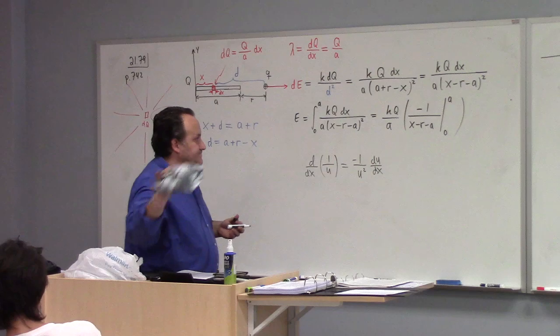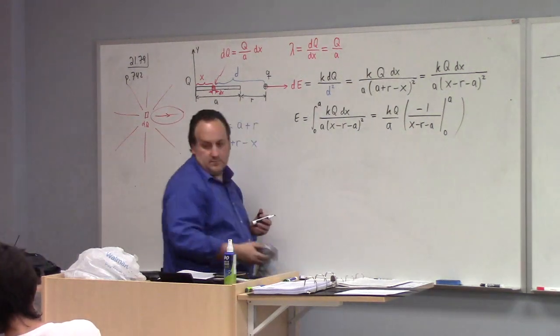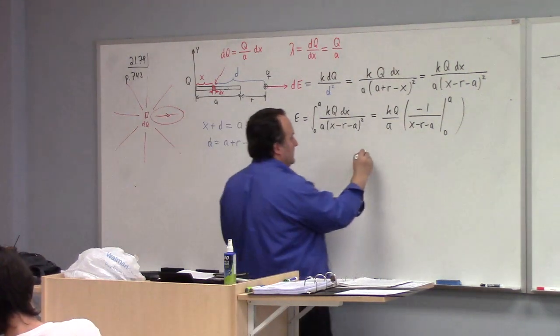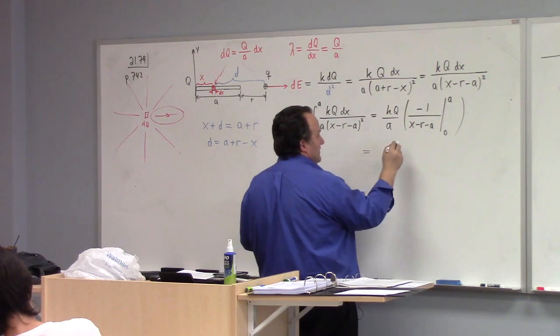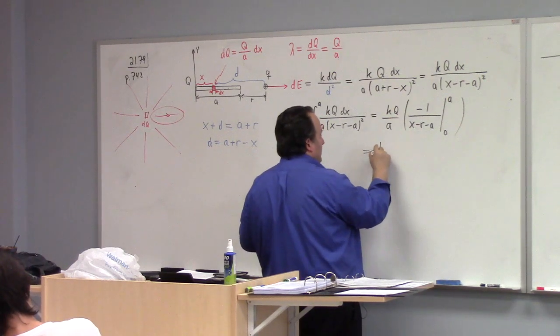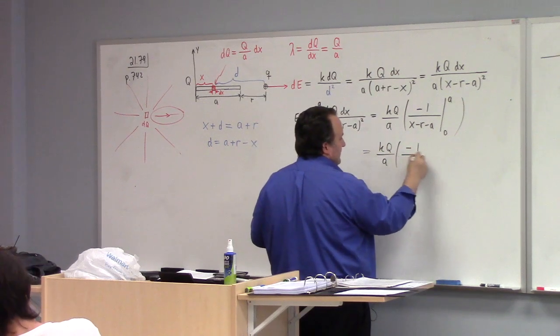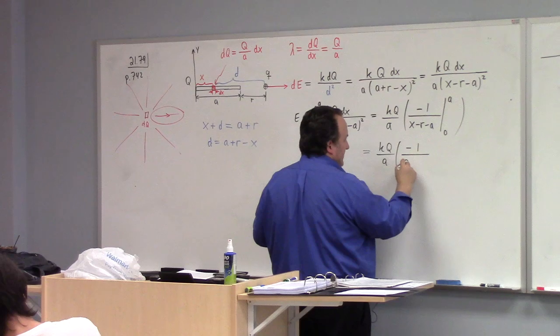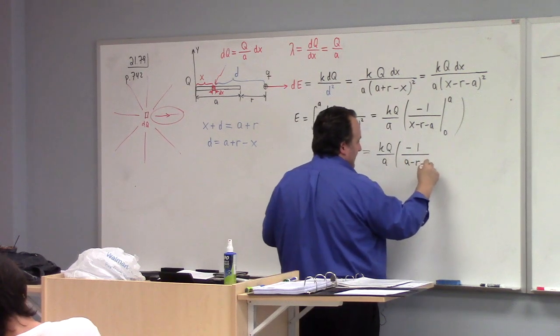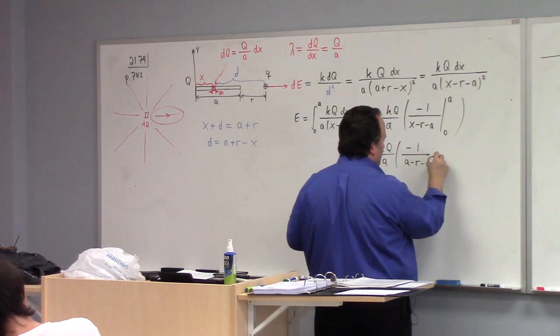And then we got, I'll leave the KQ over A out front. I'm not sure that trick I did with the minus really matters. A minus R minus A. We should get the same answer if you didn't do it, you know?